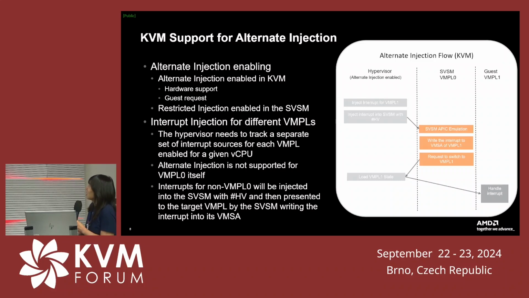So the hypervisor is going to run VMPL1 and start to handle the interrupt. Here comes a key question: why can the SVSM do the alternate injection instead of the hypervisor? The reason is the SVSM is running at VMPL0, and it can write the guest private memory, which is a VMSA. So that's the main reason.